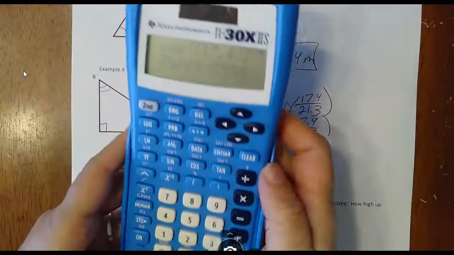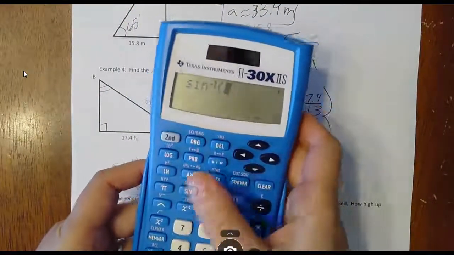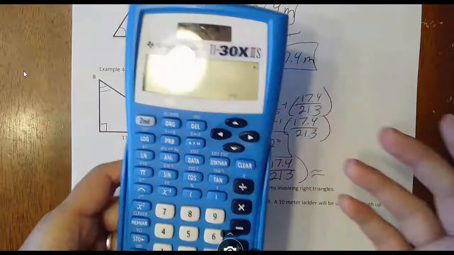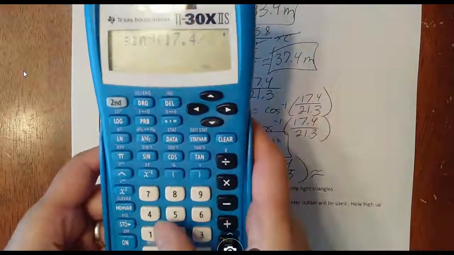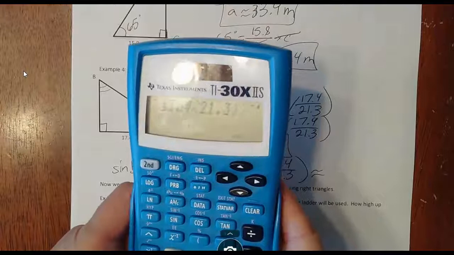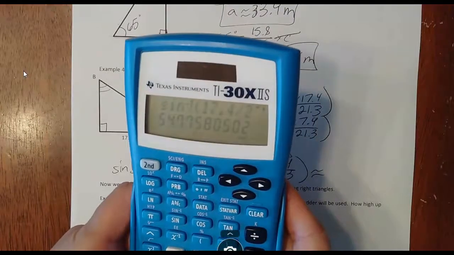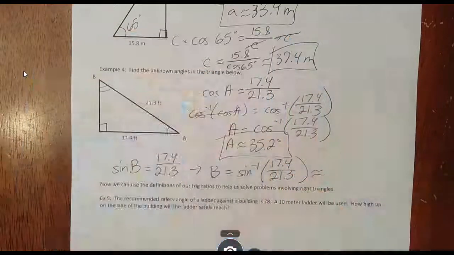And again, I'll use my calculator. So my sine inverse is above my sine, so I press second and then sine to get the sine inverse function. So I'm doing sine inverse of 17.4 over 21.3, just like that, and press enter. And that angle is about 54.77, so about 54.8 degrees.